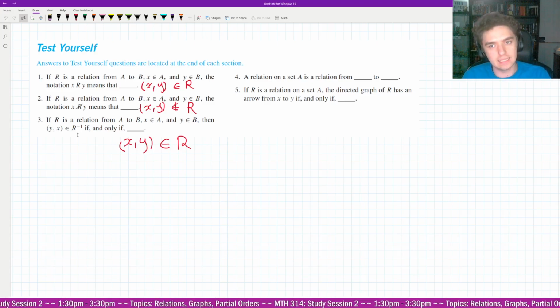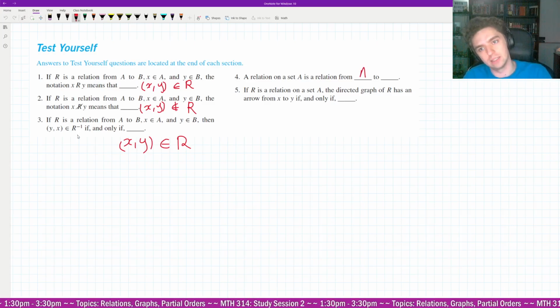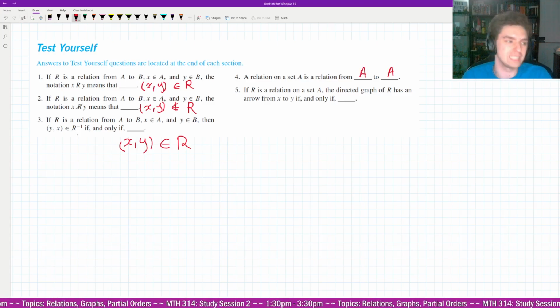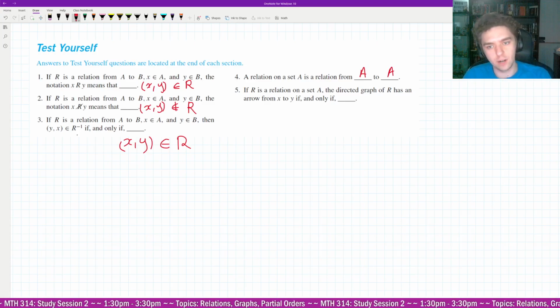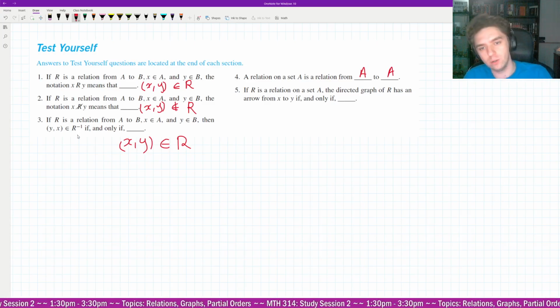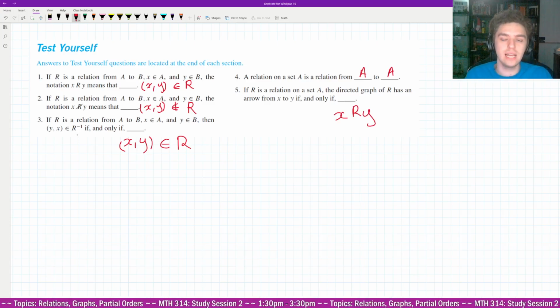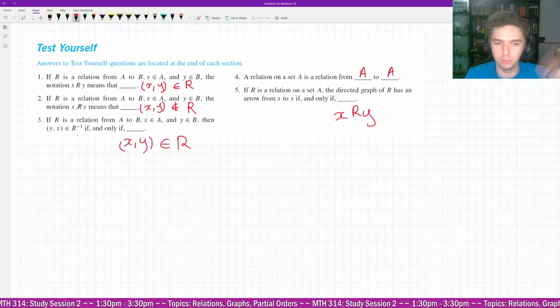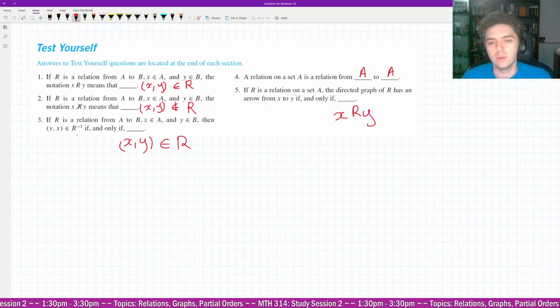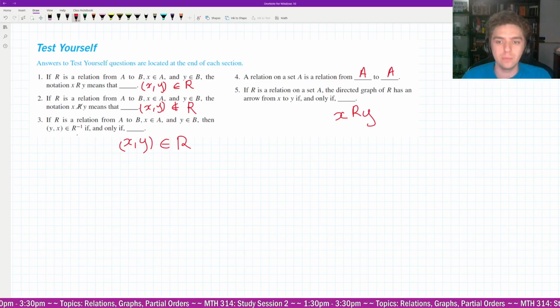A relation on a set A is a relation from A to A. Understanding what a relation on a set is, it's just a subset of A cross A. That's all it is. If R is a relation on a set A, the directed graph of R has an arrow from X to Y if and only if X R Y. When we take a relation and draw a directed graph, going from node A to node B is different than going from node B to node A. We draw an arrow if these two elements are related, and the order matters in a lot of cases.